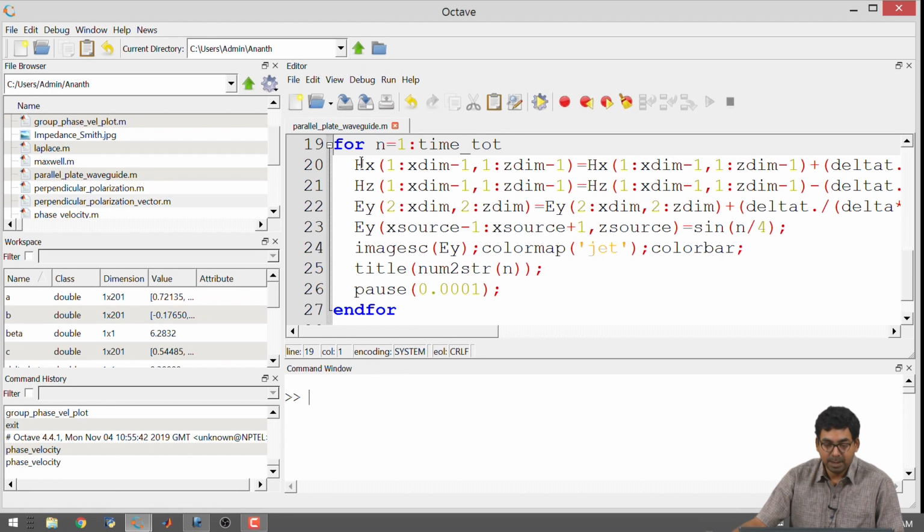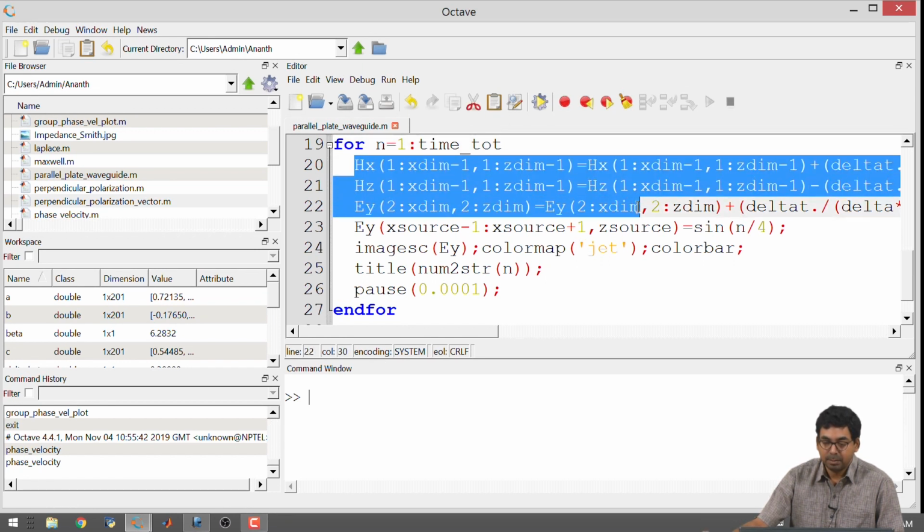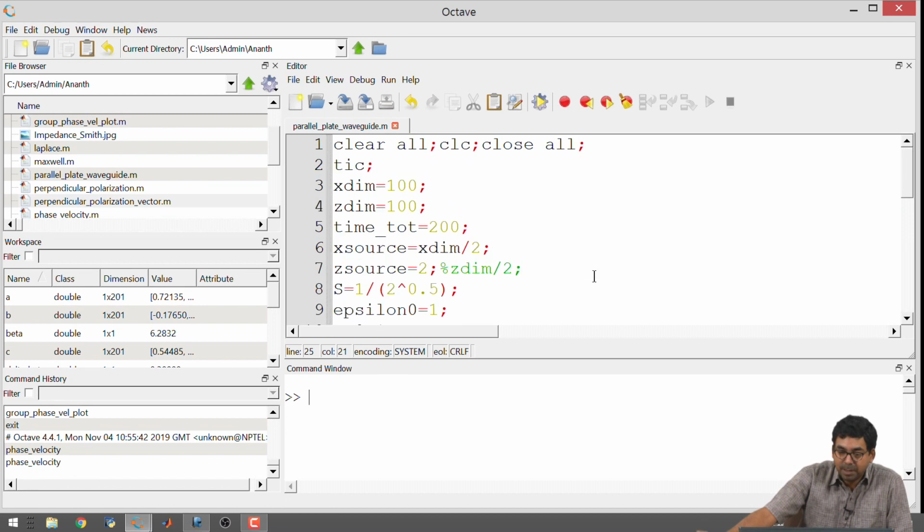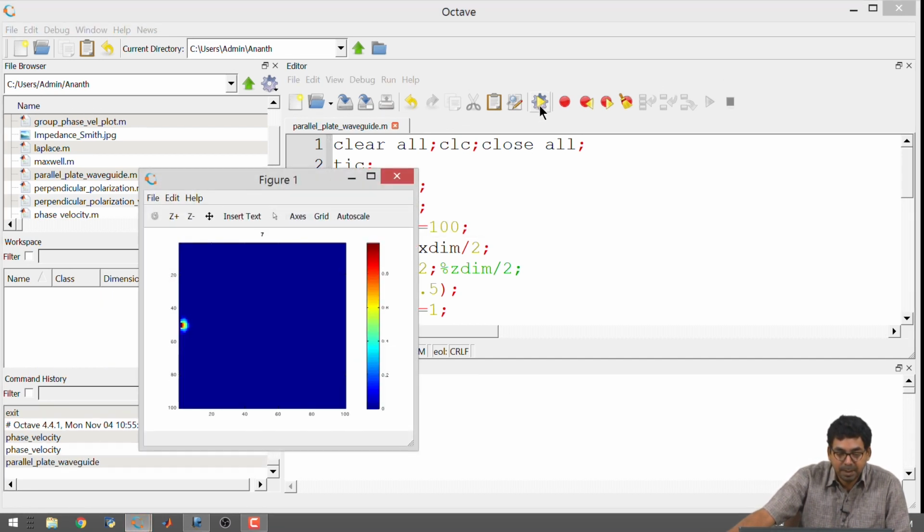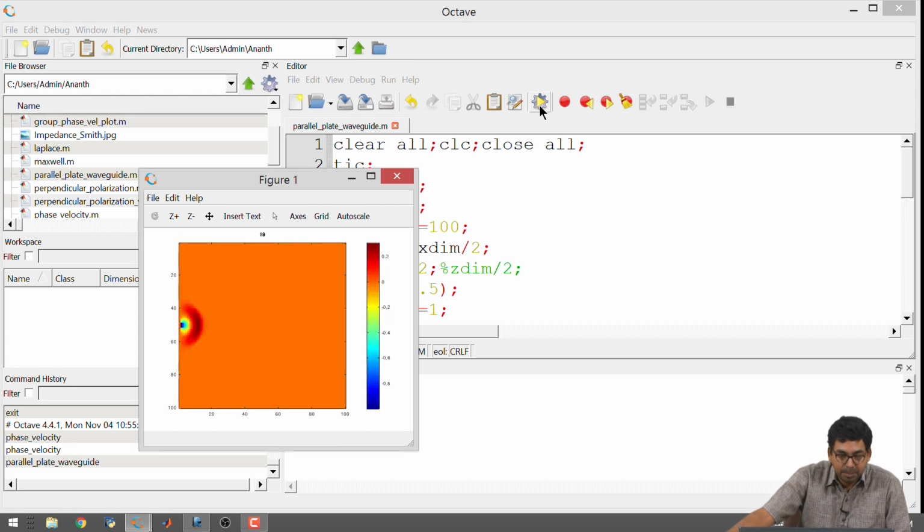Inside, we had written the vector update for Hx, Hz, Ey. And the first step that I will do is make sure that my program first runs and then I will start making modifications. I have removed a couple of lines, I will just make sure that my program runs. So, I will reduce the amount of time to say 100 time steps just to check what is happening. Okay. Seems to be running.